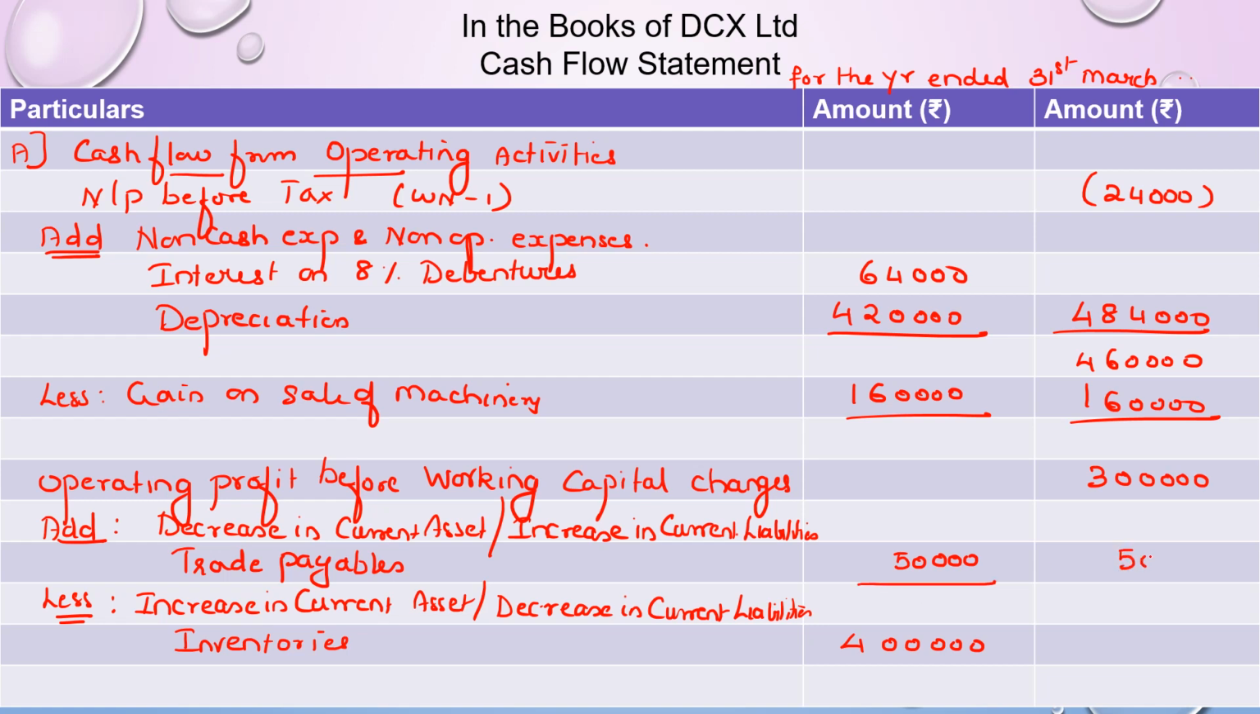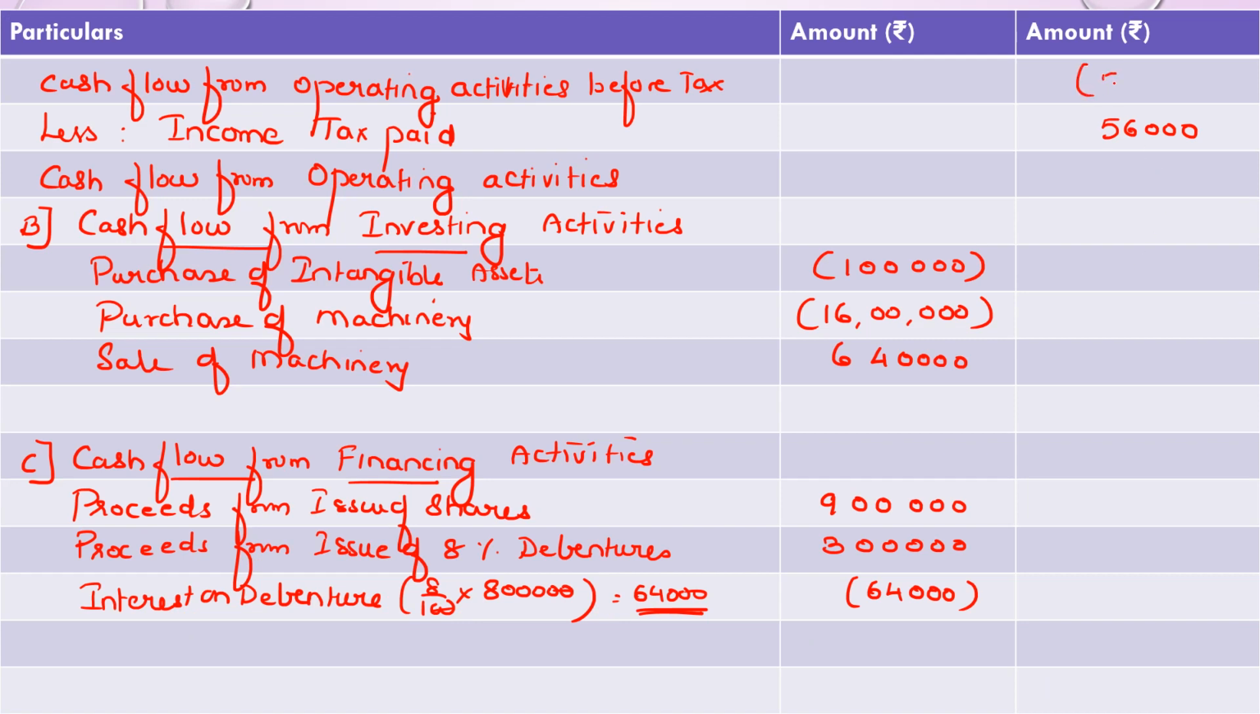To that we add 50,000. So we get 3,50,000, and we are going to subtract 4 lakh. So you are going to be left with 50,000 in the negative. Now we are going to further subtract 56. So this is also in bracket. So you are left with 1,06,000 in negative. So this is the cash used, you can say, in operating activity.